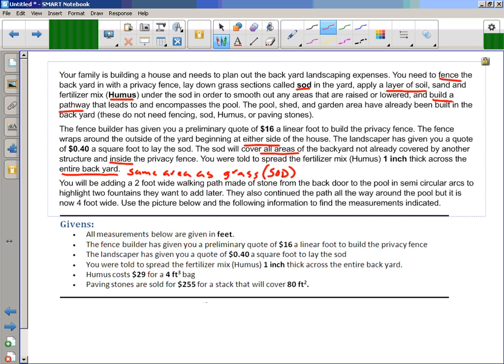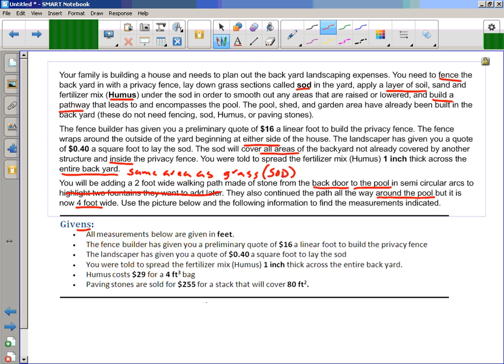You'll be adding a 2-foot wide walking path made of stone from the back door going to the pool, and they're going in similar circular arcs. Don't worry about the fountains. They're going to be added later, so that really doesn't matter. They also continued the path all the way around the pool, and it's going to change to being 4 foot wide. Use the picture below and the following information and find the measurements indicated.